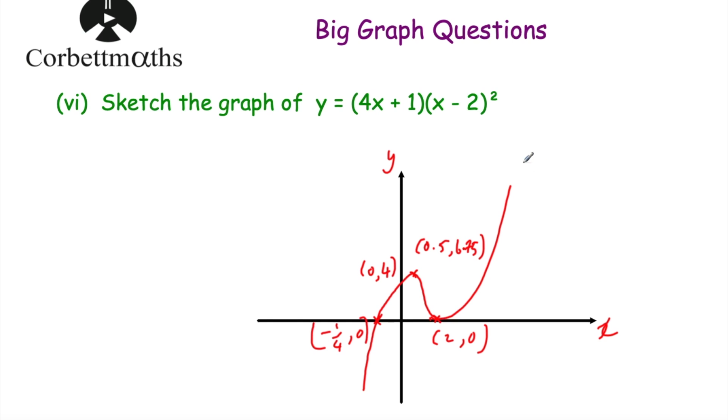And that's it. So that's an example of a big graph question where we have got finding where a curve meets the x-axis and the y-axis. We've had to expand some brackets. We've had to then use differentiation to work out the coordinates of the turning points. We've had to use the second derivative to find if a turning point is a maximum or a minimum turning point. And then we've also had to sketch the graph as well.